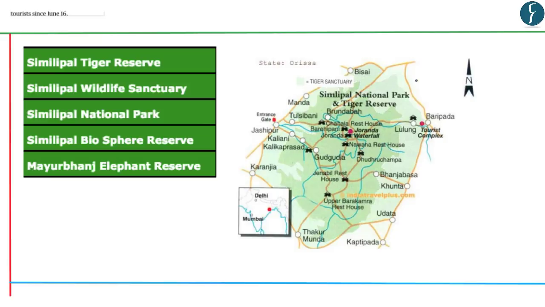So in this picture we see Simlipal National Park and Tiger Reserve. It is a very large area in the state of Odisha, and this entire area covers Simlipal Tiger Reserve, Simlipal Wildlife Sanctuary, Simlipal National Park, Simlipal Biosphere Reserve, as well as Mayurbhanj Elephant Reserve. So all these reserves, wildlife sanctuaries and national parks become critically important to understand from a UPSC point of view, as questions can be asked. We will discuss a few questions after discussing Satkosia Tiger Reserve as well.